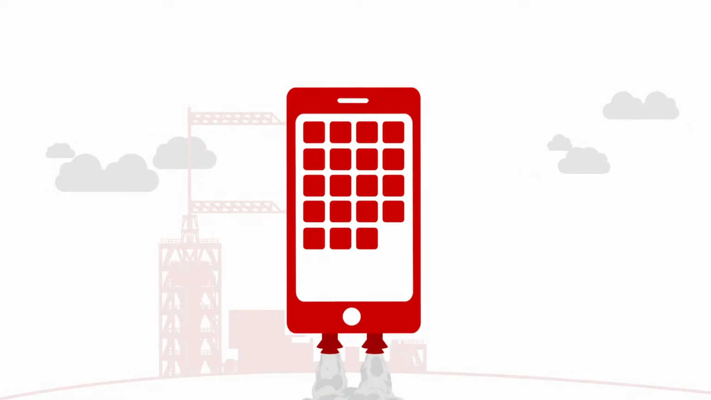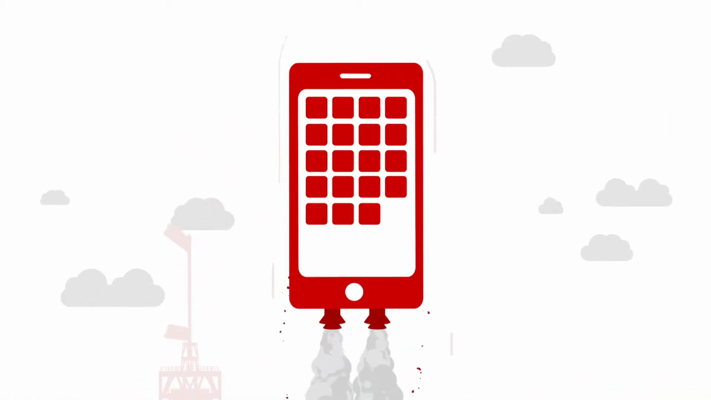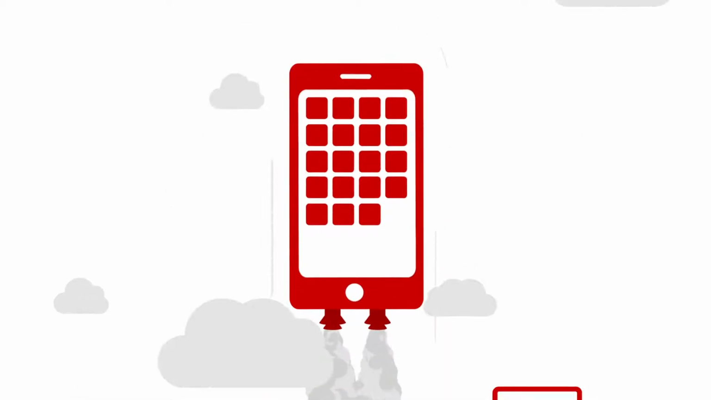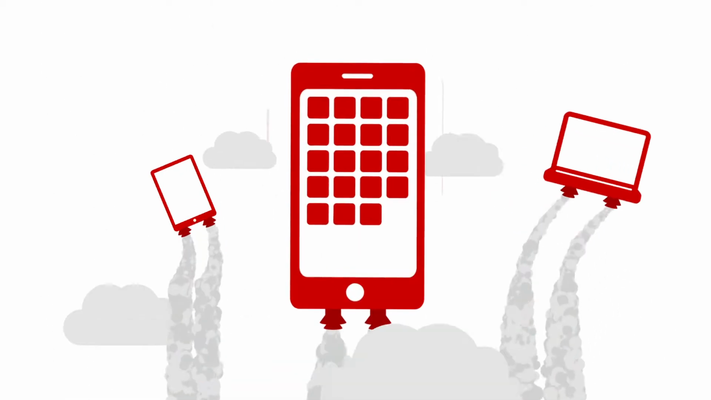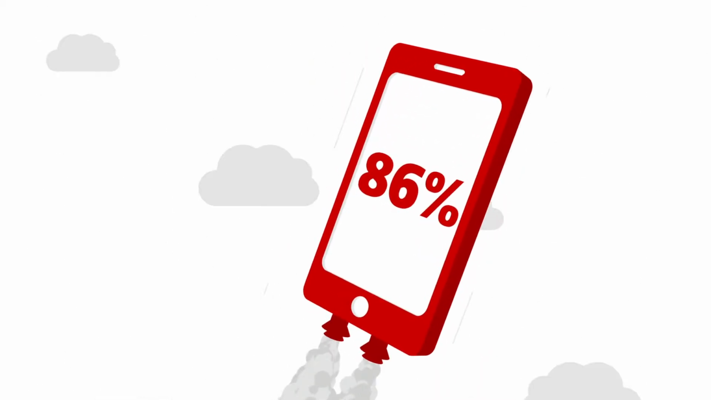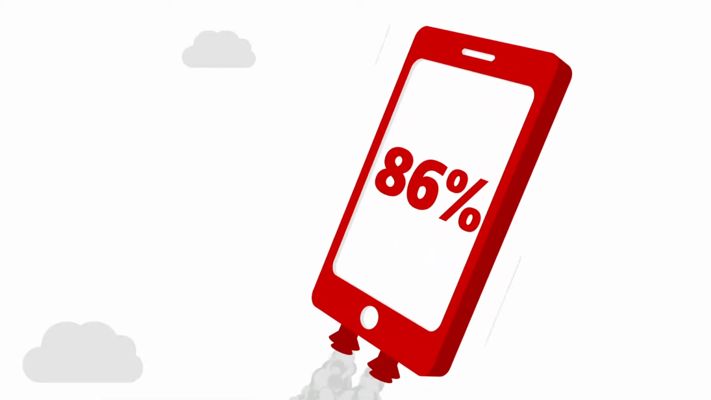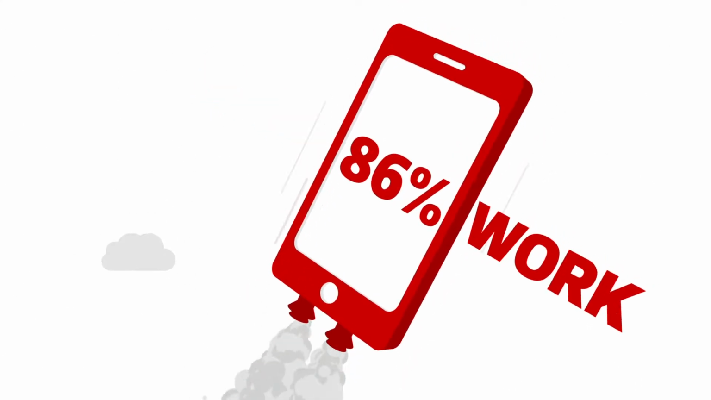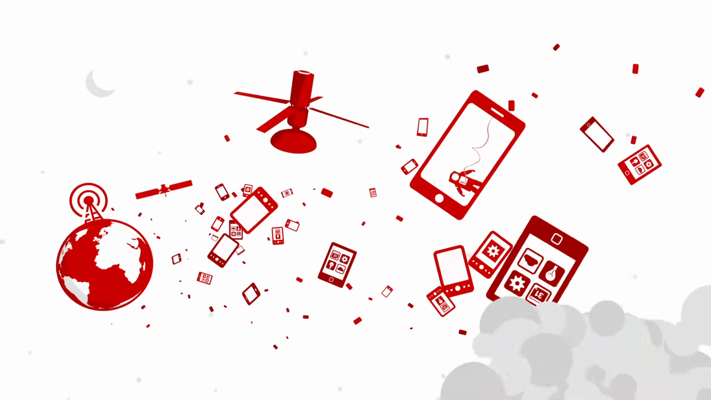Your organization's mobile device usage has taken off. Employees are equipped with more notebooks, tablets, and smartphones than ever, even using their own. In fact, 86% of individuals said they use the same smartphone for personal and work use. Without a solid plan, everything can easily spin out of control.